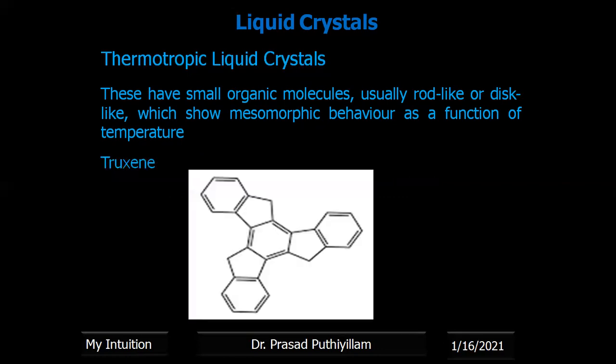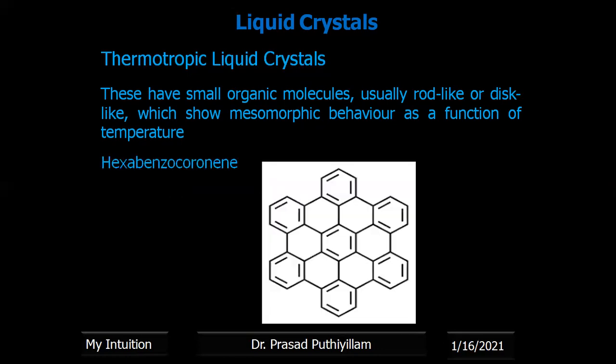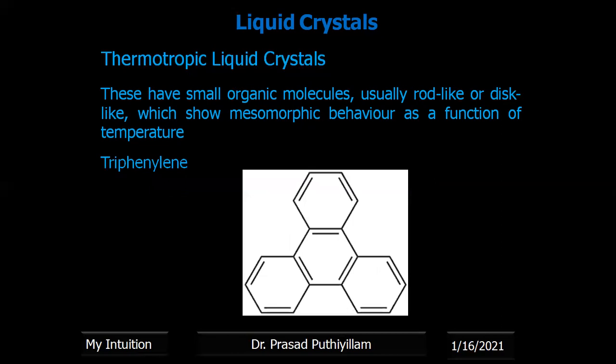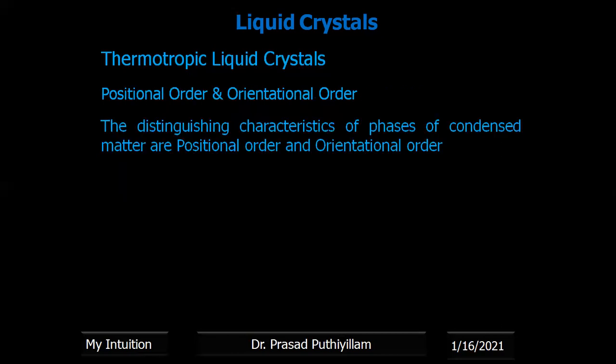Then Truxene, the molecular structure is given. Hexabenzocoronene, the structure is given there. Triphenylene, again the structure is given.